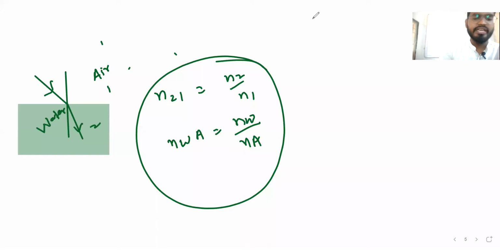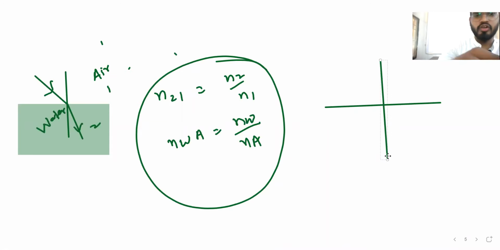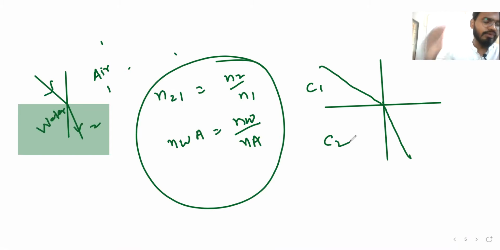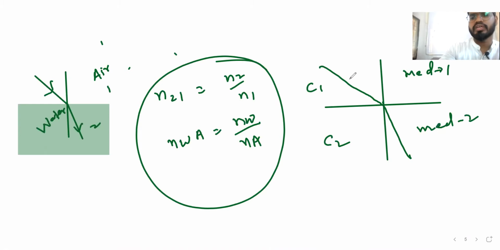So next, if you will see, suppose this is the normal, the ray is incident here and then it is bending towards the normal. Let's take the speed here as C1 and here as C2. Here is medium 1 and here is medium 2. A ray of light is coming like this. So let's see how we'll write.